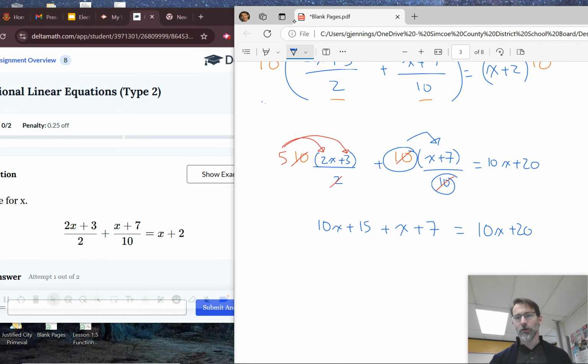And then, notice we could subtract 10x from both sides, and it's gone. And then we got 15 plus 7, so we're going to subtract 22 from this side and subtract 22 from that side, because 7 plus 15 is 22. And then we get x is equal to minus 2.